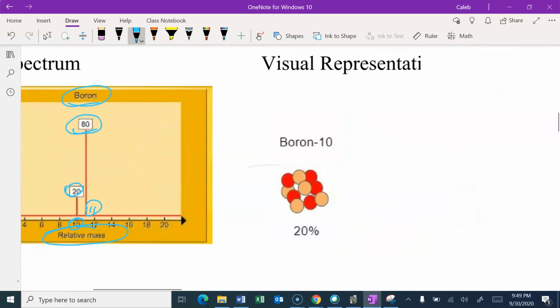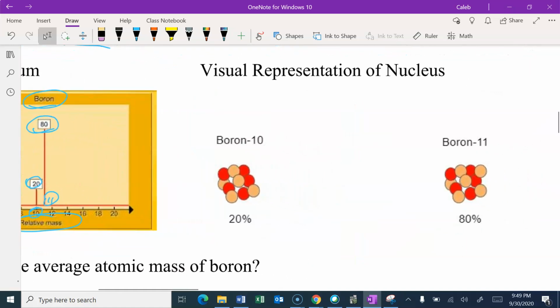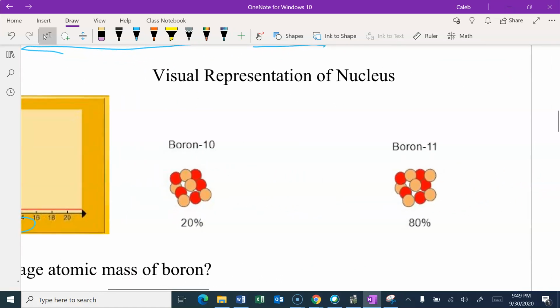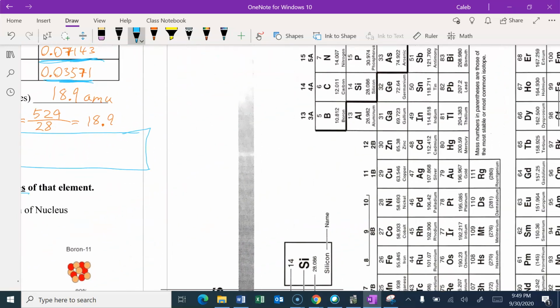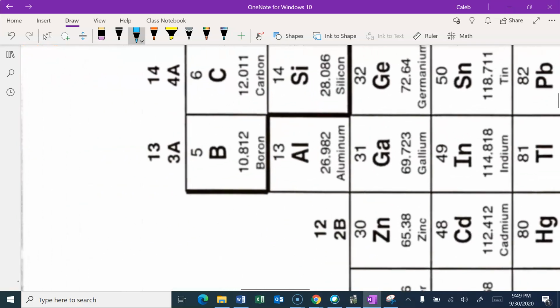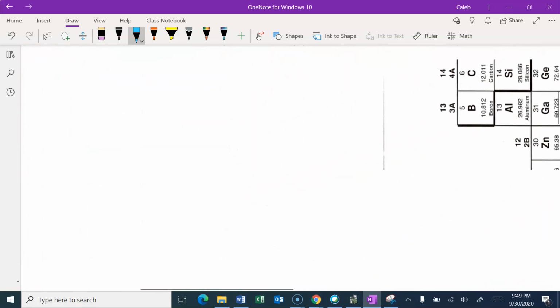Now here's a visual representation of the same thing. Boron 10, the boron 10 nucleus, and we could count these. The red ones are going to represent protons. Those are positive. I have 1, 2, 3, 4, 5 protons. By the way, if you wanted to confirm that that is actually boron, we could look for the element with 5 protons. Boron has 5 protons, okay.